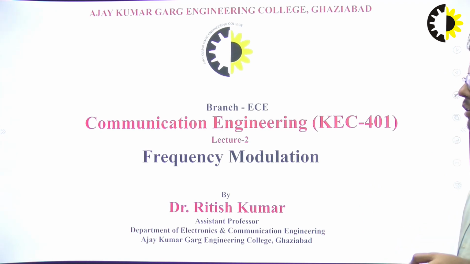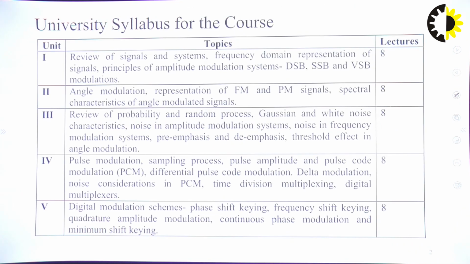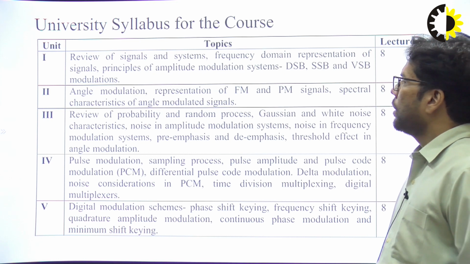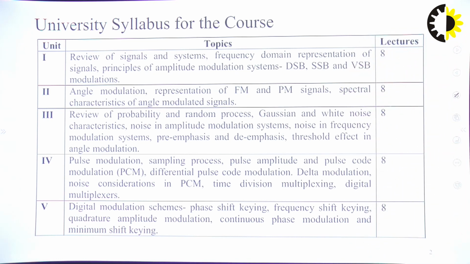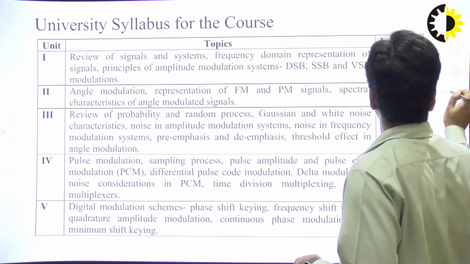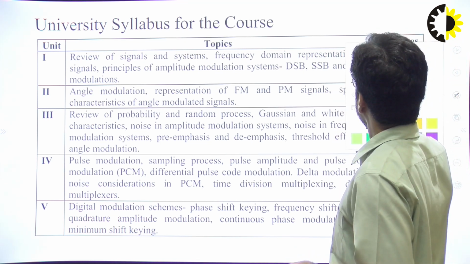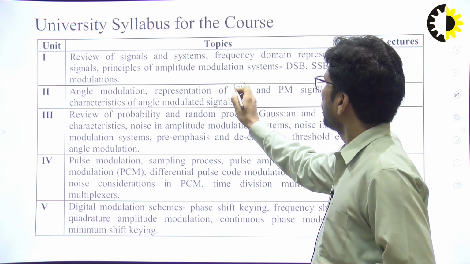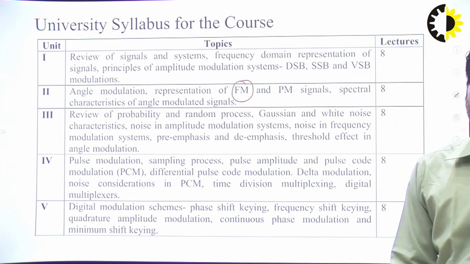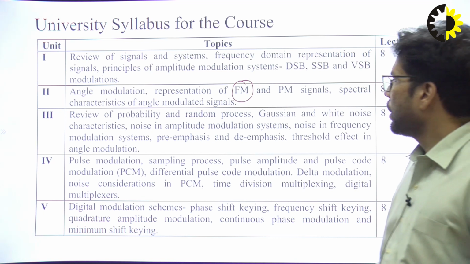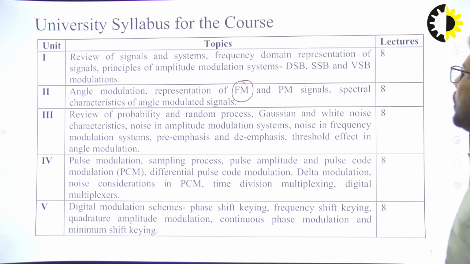Then we will see in which unit we have frequency modulation. So this is the university syllabus. I'm going to tell you about unit number two, where we have frequency modulation. You can see over here, this is frequency modulation. This is a kind of angle modulation. Here we will cover the topic. So here we have all five units.